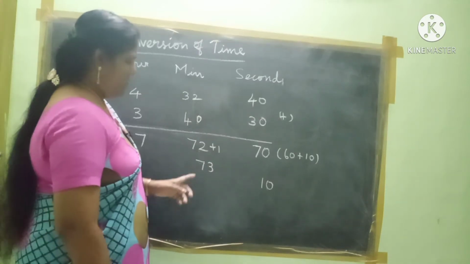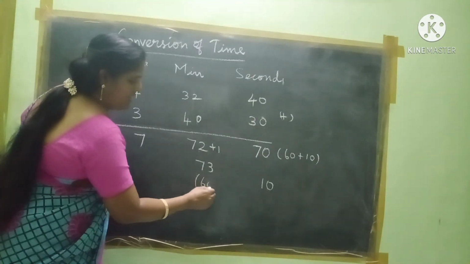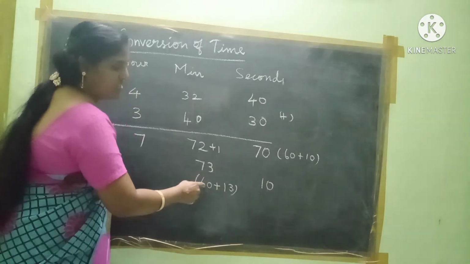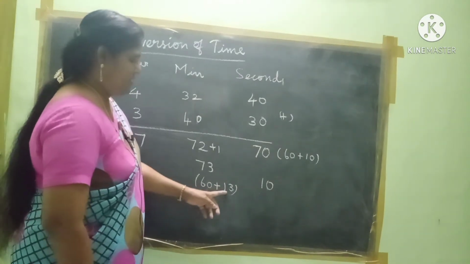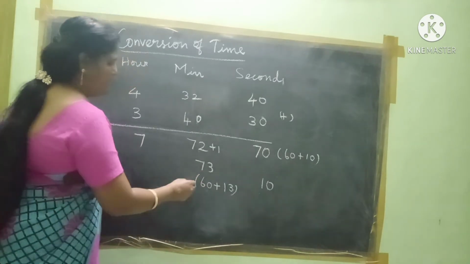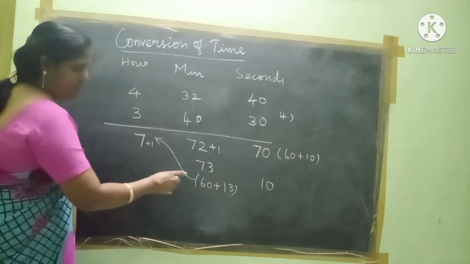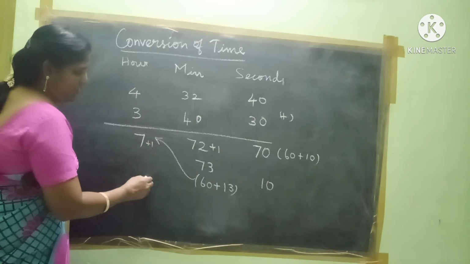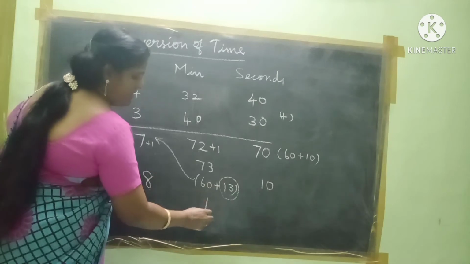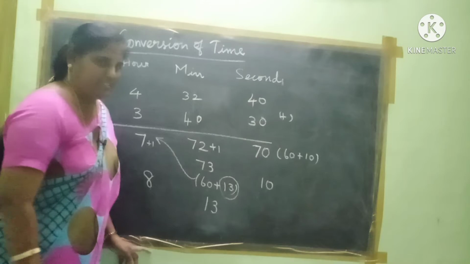73 minutes. But how many minutes make 1 hour? 60 minutes make 1 hour. So therefore 60 plus 13, totally 73. So 73 minutes, when you go to this side, this becomes 1 hour. 60 minutes make 1 hour. So therefore 8 hours. What is remaining here? 13 minutes and 10 seconds. That is the correct answer.